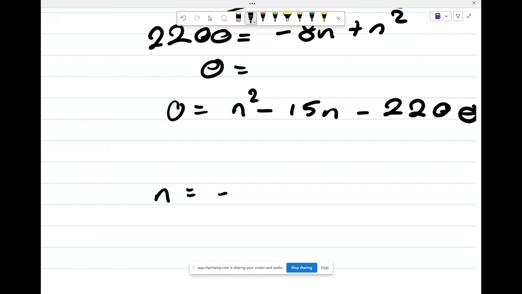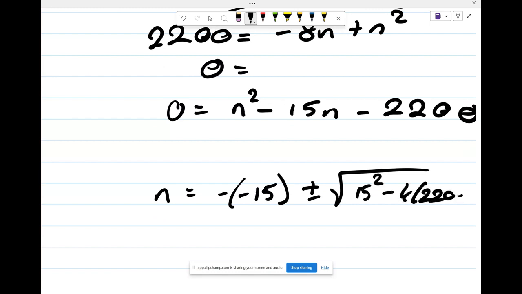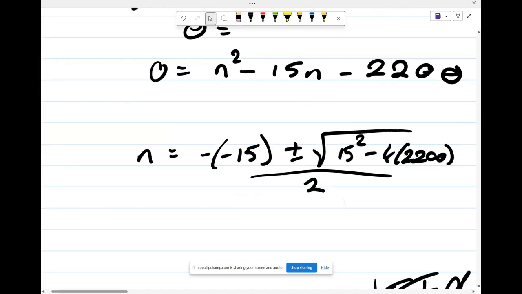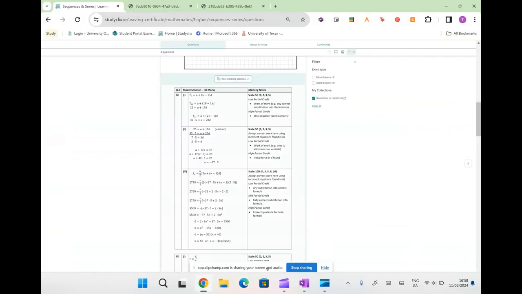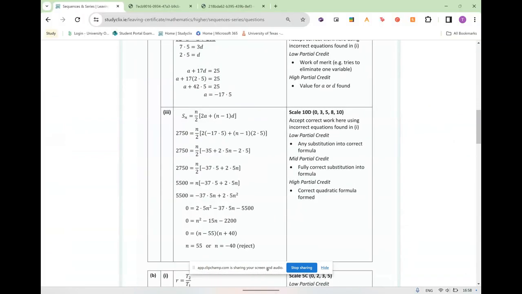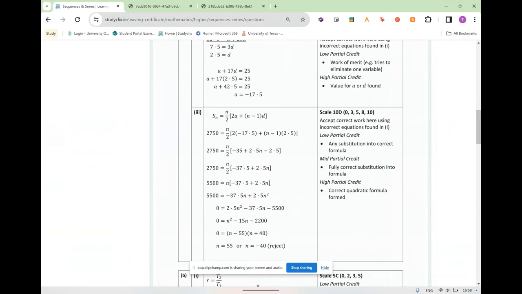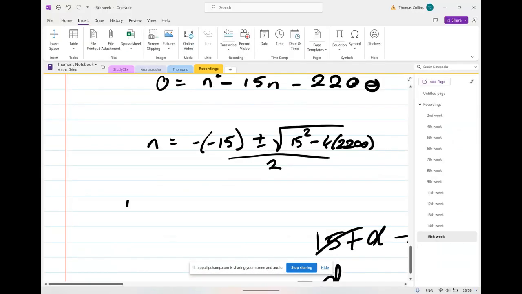So now this is 0. Yep, so n is going to be minus 15 plus or minus the square root of 15 squared minus 4 times 2200 all over 2. Put this in your calculator. Still giving me a problem. Let me show you behind the scenes. So this is what you should get. n squared minus 15n minus 2200. So our n is going to be 55 or minus 40. n is equal to 55 or n is equal to minus 40.